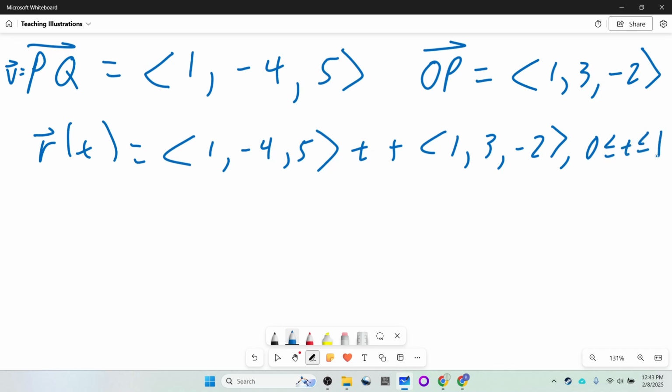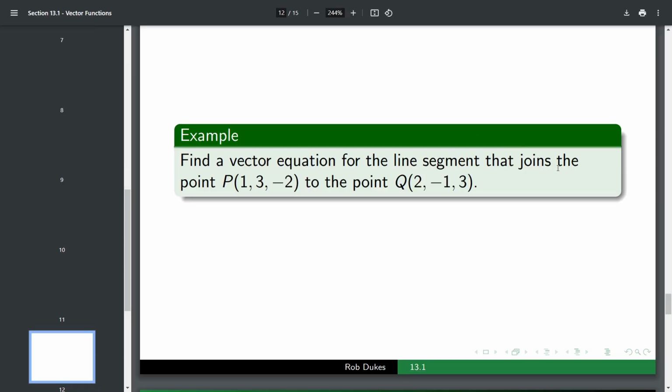It's pretty standard with these problems that if you want an interval, you set it so time goes 0 to 1. And you can check this. If you plug in 0, you'll get <1, 3, -2>, which was your starting point, P. If you plug in 1, you would get <2, -1, 3>, which was the ending point, Q.